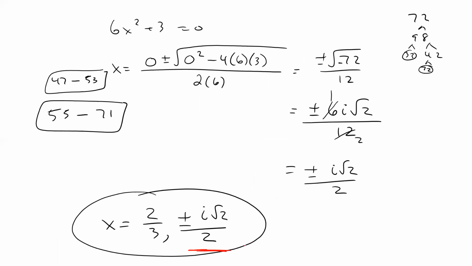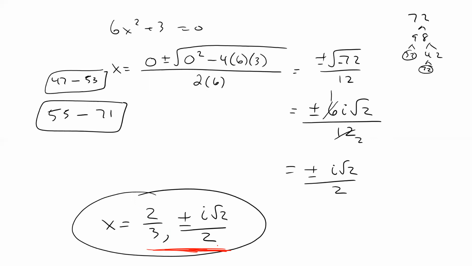Question, is this guy a rational answer? No, it's not a fraction. It's not an integer. Right? So if I were to say, find the rational zeros, you would have only given me this answer. We good? If I say find all the zeros, then you would have given me all those answers.